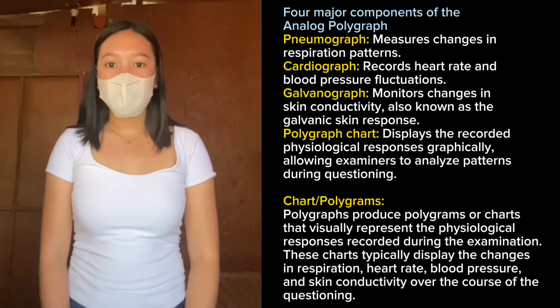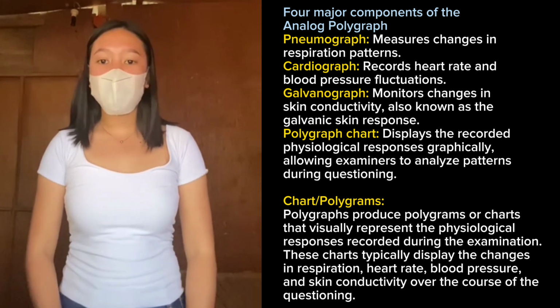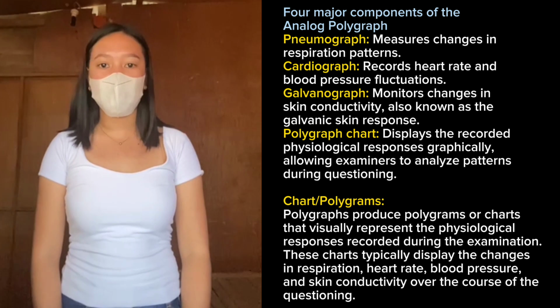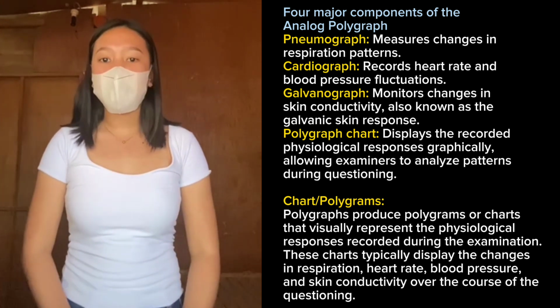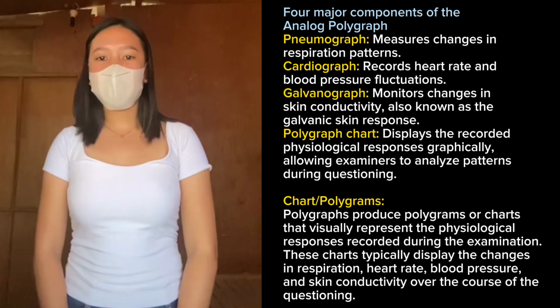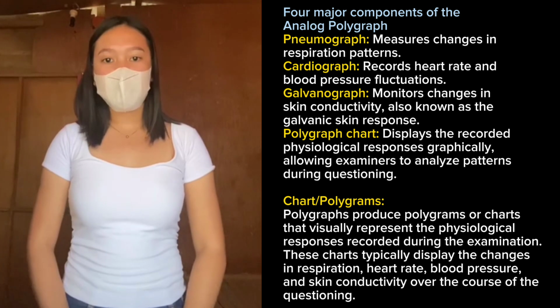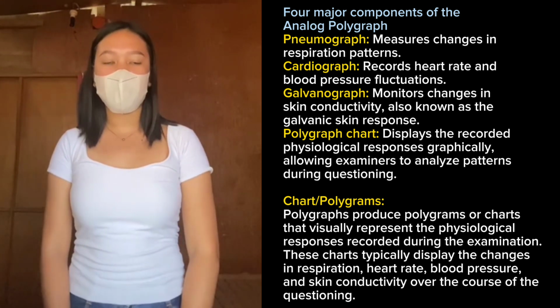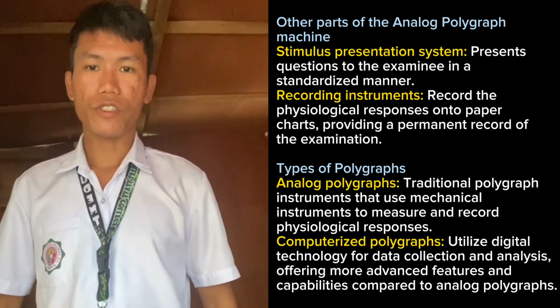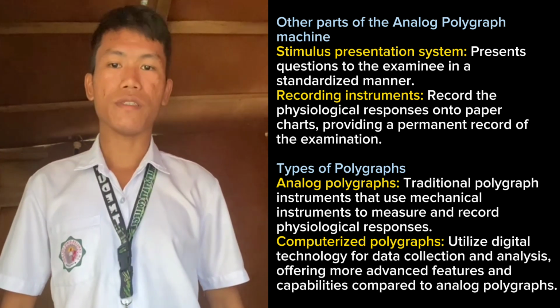Chart. Polygraphs produce polygrams or charts that visually represent the physiological responses recorded during the examination. These charts typically display the changes in respiration, heart rate, blood pressure, and skin conductivity over the course of the questioning. Okay, so number 6 is the other parts of the analog polygraph machine.